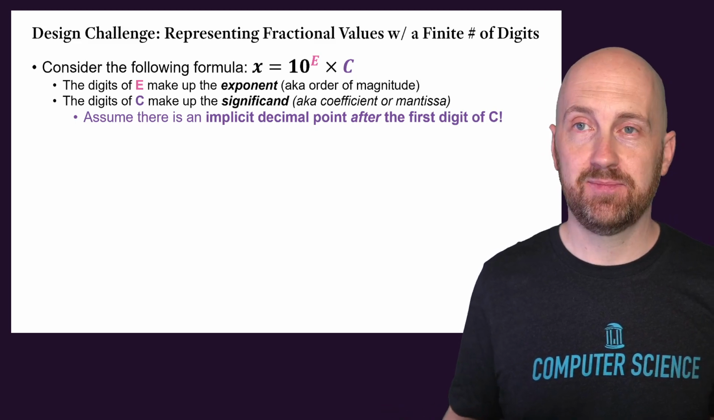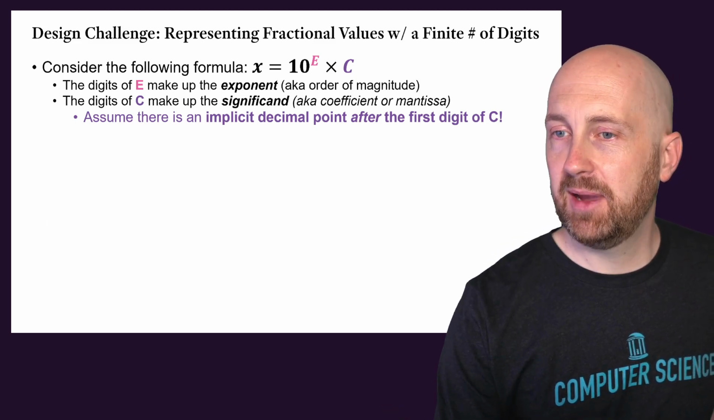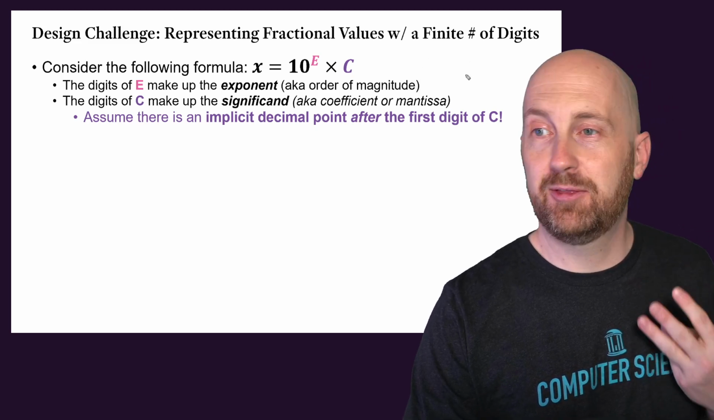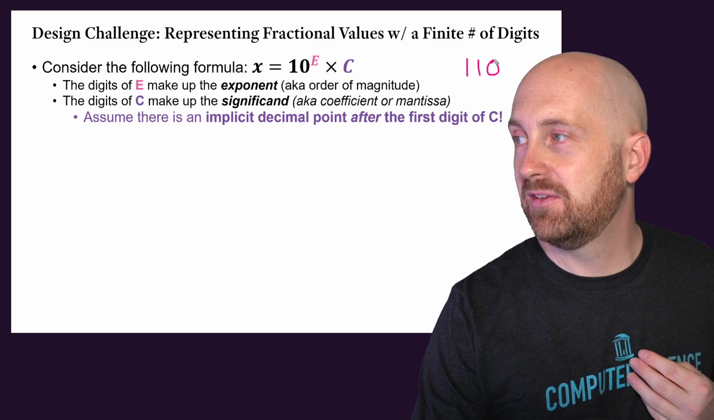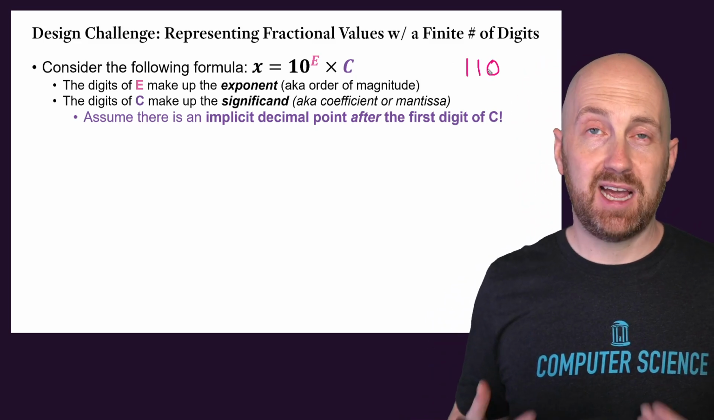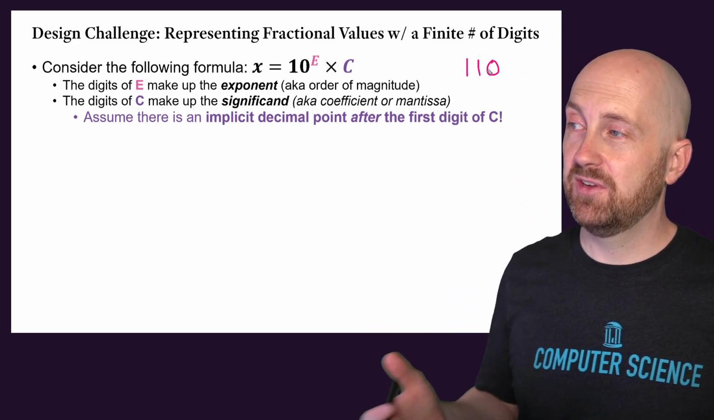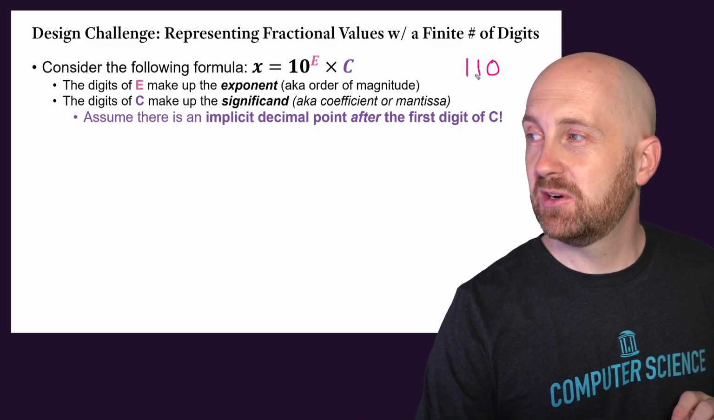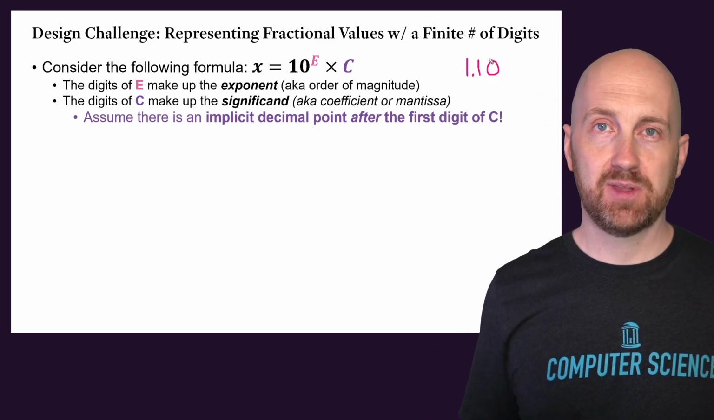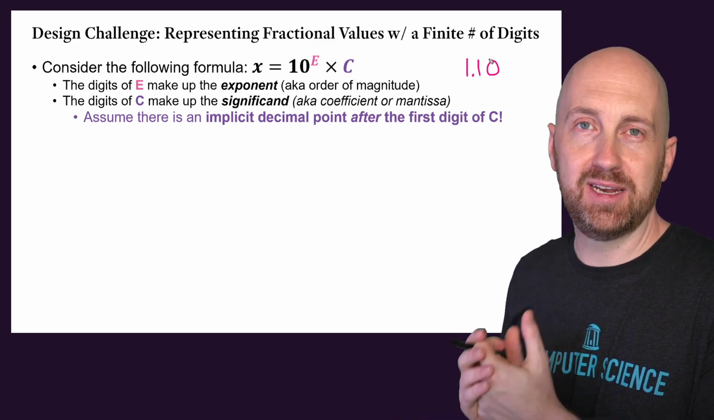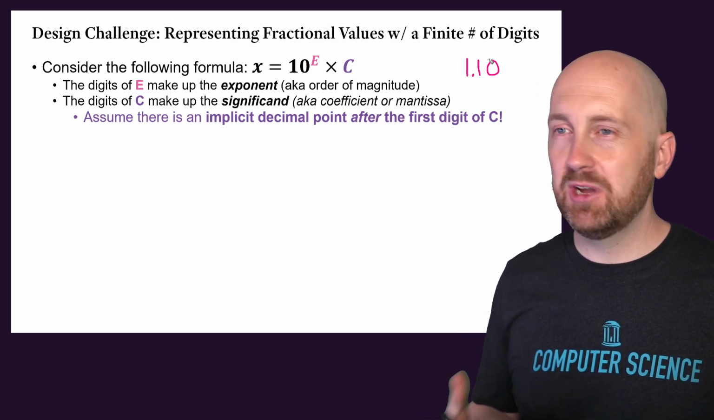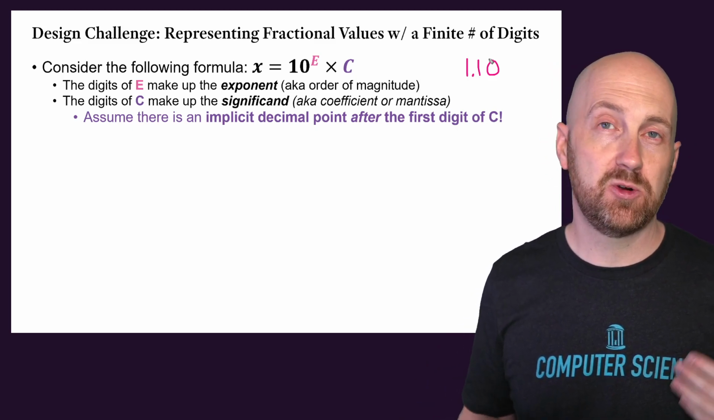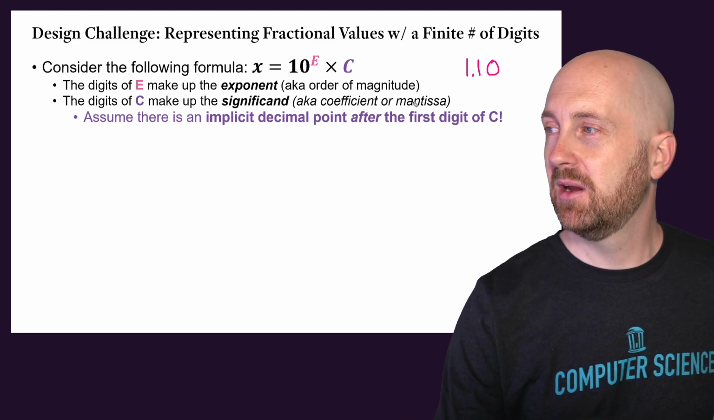Just like in scientific notation, we assume there's an implicit decimal point after the very first digit of c. What do I mean by this? Let's imagine c is 3 digits, 1, 1, 0. If c was allocated 3 digits and we chose 1, 1, 0, there's an implicit dot after the first digit. That decimal point is just implicit, and we can do that because it's the same in scientific notation, where you assume there's only one value in the ones position.